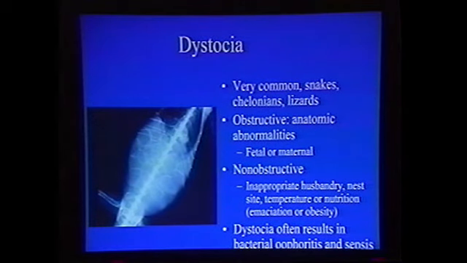Dystocia is very common, particularly in snakes, chelonians, and lizards. It can be obstructive due to anatomic abnormalities, particularly maternal abnormalities associated with previous episodes of metabolic bone disease in which the pelvis did not grow in proportion with the rest of the body. And fetal abnormalities can result in obstructions as well, either developmental anomalies or mummification of the fetus.